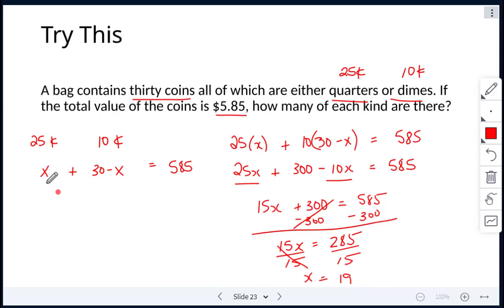So go back to our original expressions here. We set x for quarters, so therefore there are 19 quarters. And for dimes, we go 30 minus 19, which is 11. So therefore, there are 19 quarters and 11 dimes.